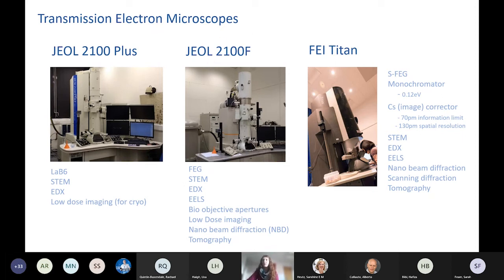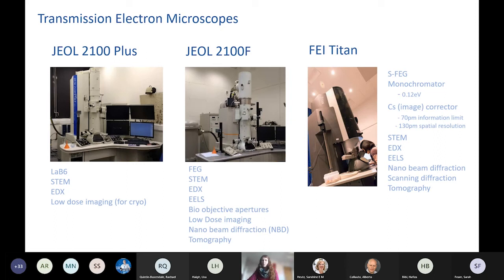We have an image corrector, and then STEM and EDX and EELS on that system as well, and some basic scanning, nanobeam diffraction, and tomography set up on that. And so I'm just going to run through a few examples of where we have published work on this so that you have an idea of what can be done.